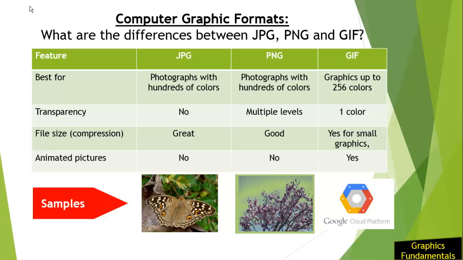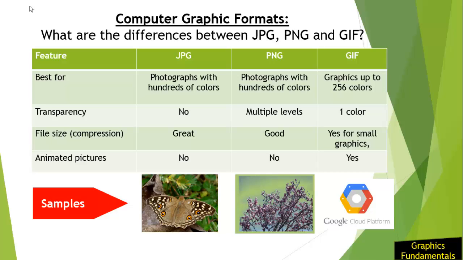So the first thing we're going to look at is all the different file types that are out there in terms of graphic files. You have the JPEG, the PNG, and the GIF. Here I have a table that will describe what each is best for, whether each one offers transparency, what the file compression is for each one, and whether it offers the animated pictures that you may have seen.